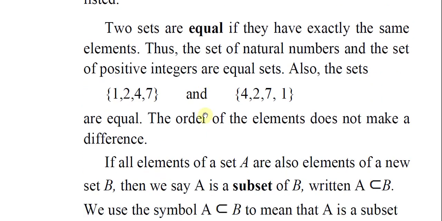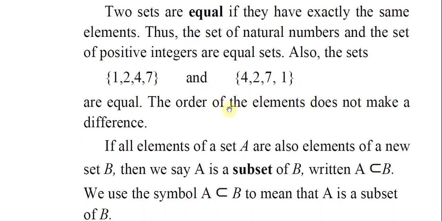The next definition: two sets are equal if they have exactly the same elements. For example, these two sets, 1, 2, 4, 7 and 2, 4, 7, 1, are equal because they have the same elements. The order of elements doesn't make a difference. And we have the next one.